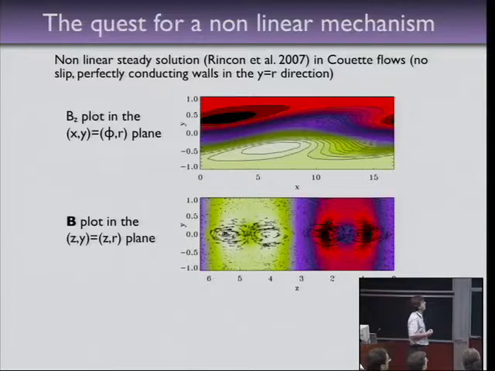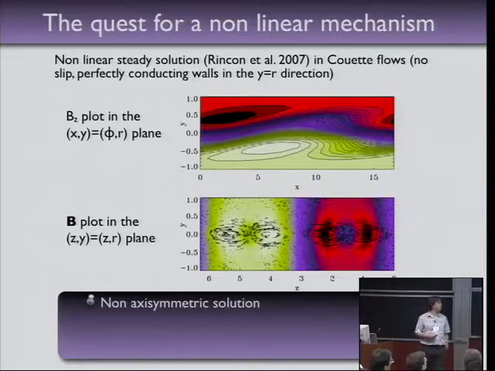So the first model in which we can find a nonlinear solution is the solution of Rincon et al., which is a nonlinear steady solution found in plane Couette flows. These plane Couette flows are a bit different compared to shearing boxes. Mainly, they have perfectly conducting walls in the radial direction. This is an example of such a solution. You see on the first plot here the vertical component of the magnetic field in the phi-r plane. And you see quite clearly that you have a non-axisymmetric structure in this solution.